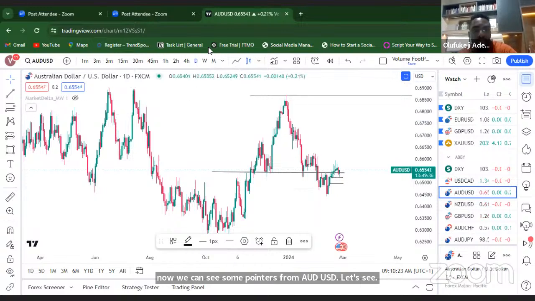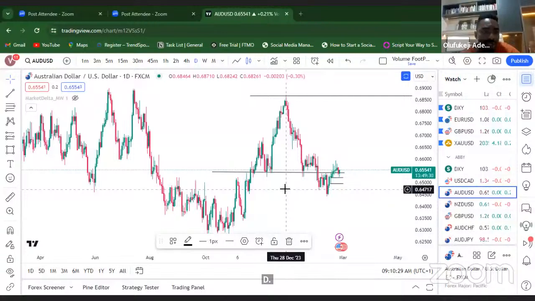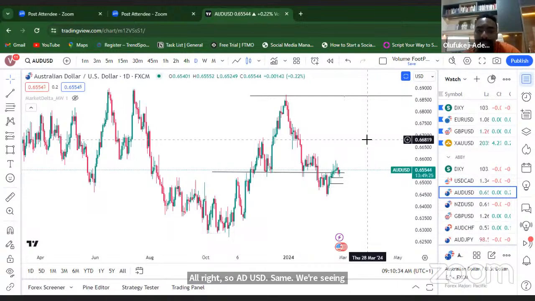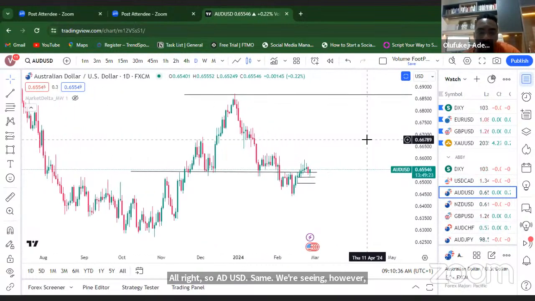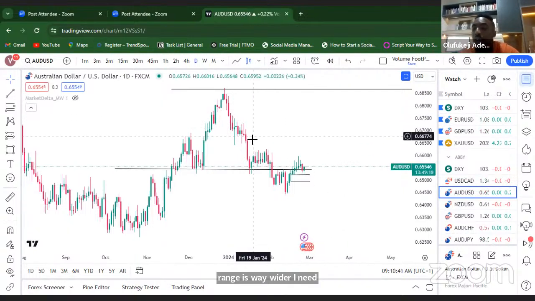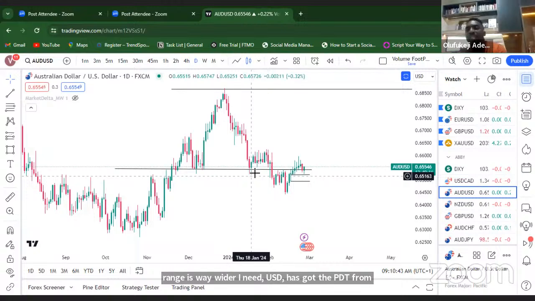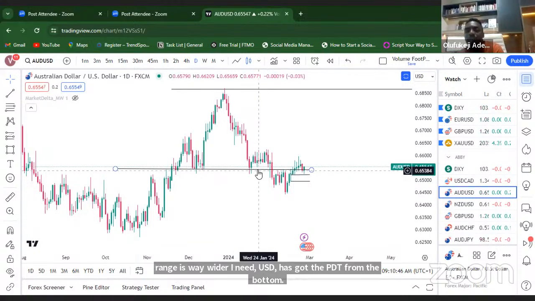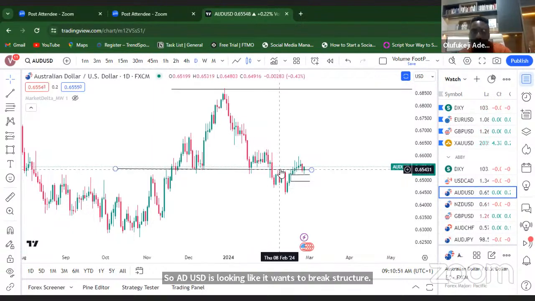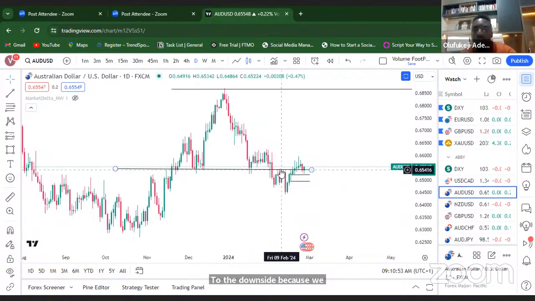AUD USD. All right. So AUD USD, same thing we're seeing. However, AUD USD, the range is way wider, and AUD USD has grabbed liquidity from the bottom. So AUD USD is looking like it wants to break structure to the downside because we have seen it grab the liquidity and it's not moving very strongly to the upside.